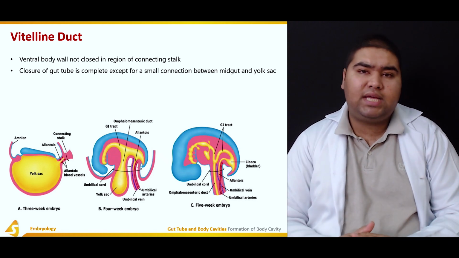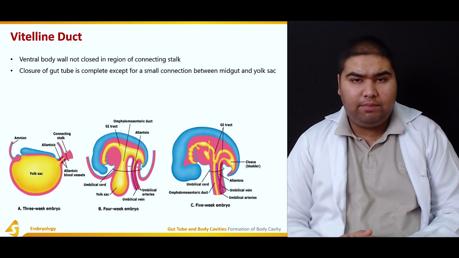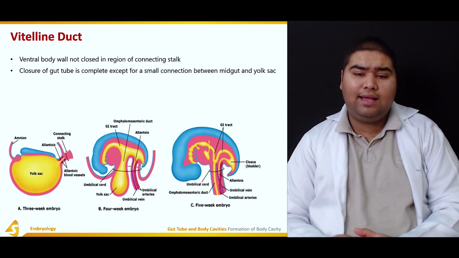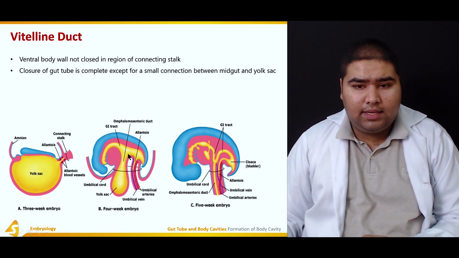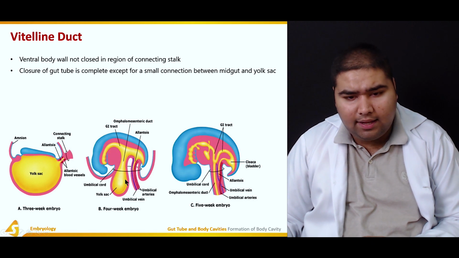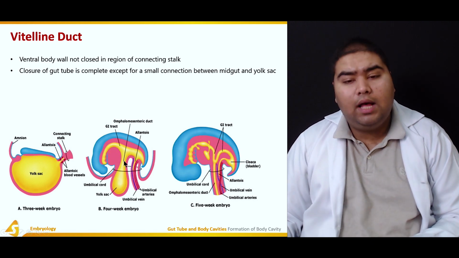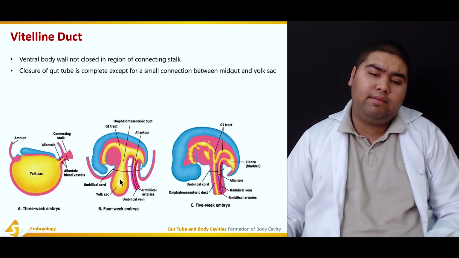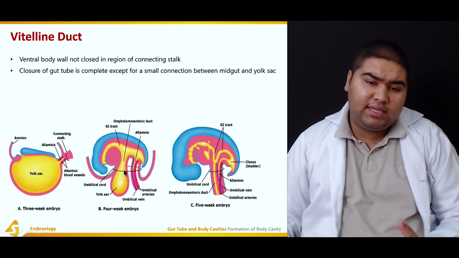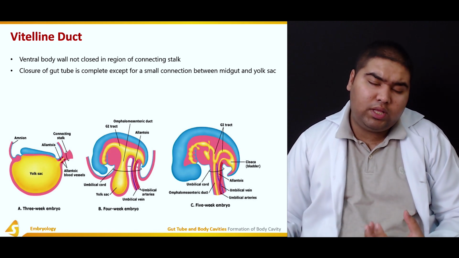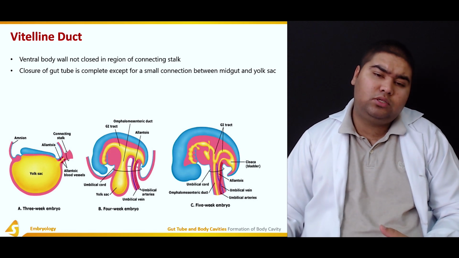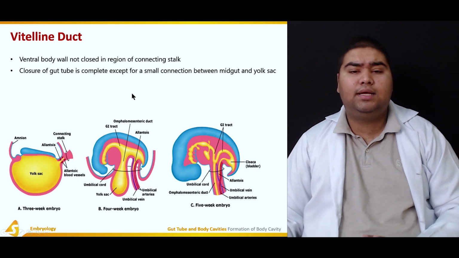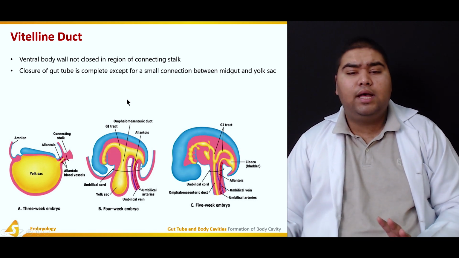Between 6th to 10th week of development, starting at 6th week, there's a connection between the yolk sac and the midgut. Here, the connection between the yolk sac and the midgut. From this, intestinal contents herniate into the yolk sac or the amniotic cavity. This is because there is not enough room within the midgut to accommodate all of those. After 10th week, this physiological herniation is repaired.